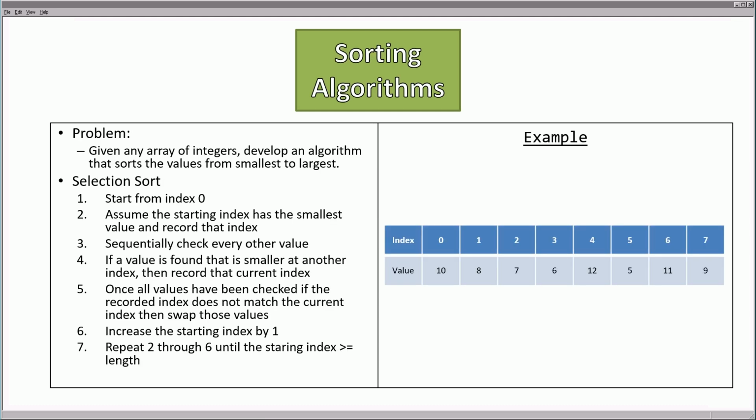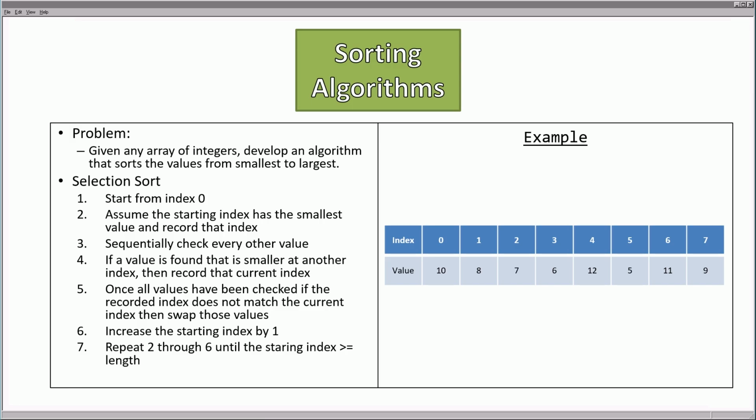Today we're going to start applying these concepts to sorting algorithms. So our problem is, if we're given some array of integers, we have to develop an algorithm that sorts the values from smallest to largest, in other words, ascending order. One type of algorithm that we can use to sort values is called selection sort.